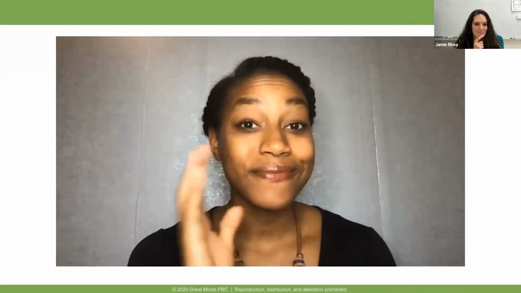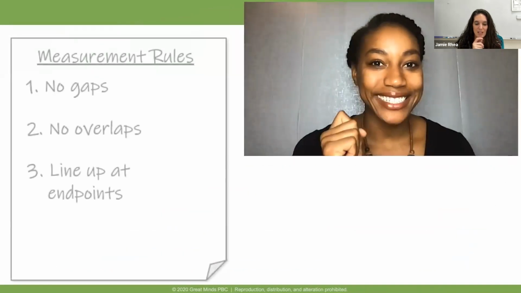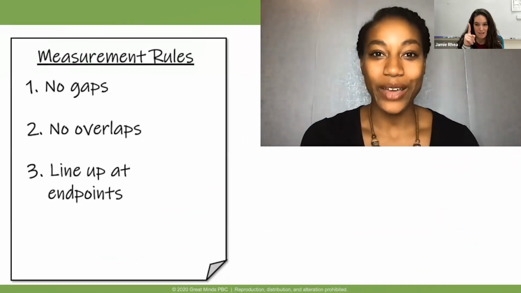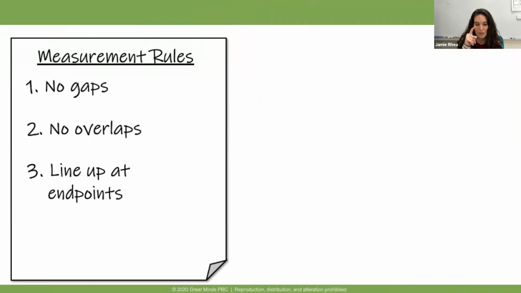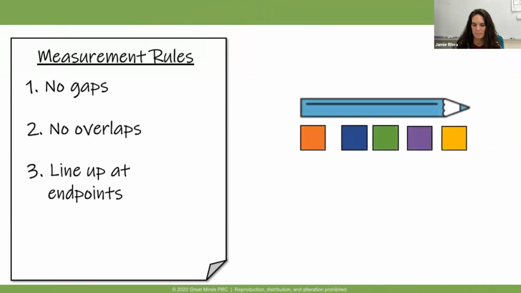I remember. Here are some ideas. Take a look at the anchor chart that we have. Remember, when we measure, we don't want to have gaps. Remember a few important rules. Look at this first one. You see how it has all of those gaps in between? We need to remember to have no gaps.